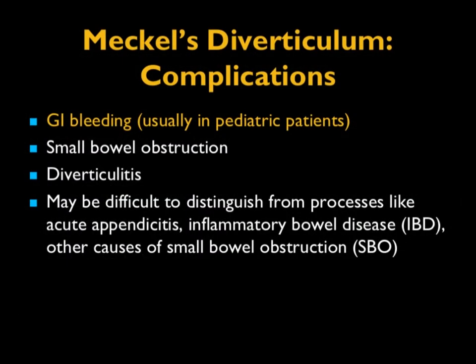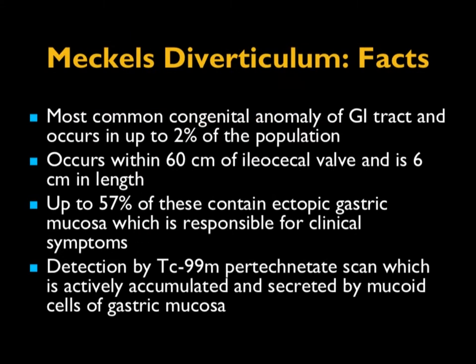Meckels, which are usually in pediatric patients, can occur in older patients, can be difficult to diagnose, can be confused with appendicitis or bowel obstruction, can also bleed. Meckels is something that's hard to recognize on CT, mainly because we don't think about it. It's the most common anomaly of the GI tract, and it's 2% of the population. I don't think you see that many, right? Within 60 cm of the ileocecal valve and about 6 cm in length. They can contain, in more than half the cases, ectopic gastric mucosa, and technetium 99m pertechnetate scan is usually the study of choice.